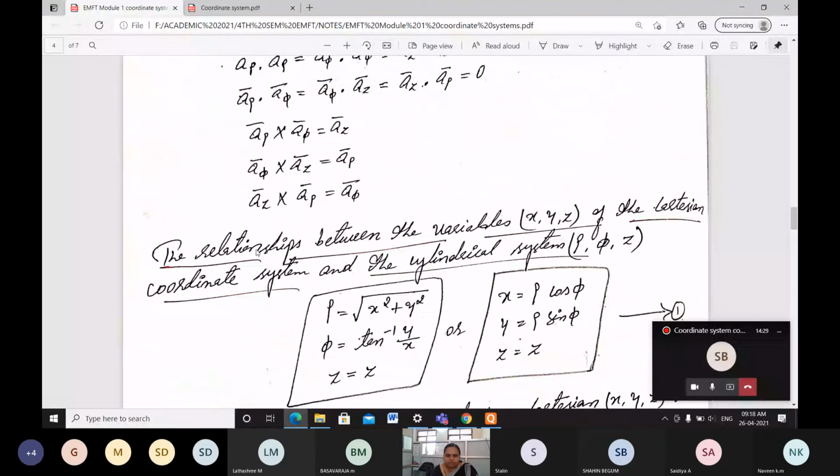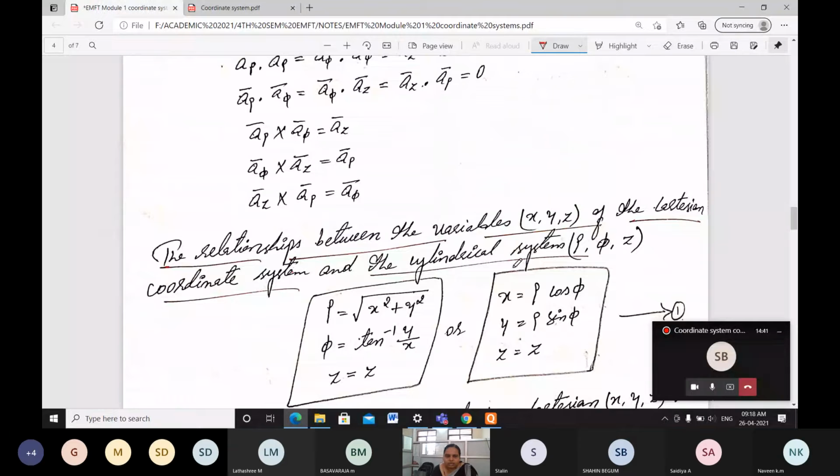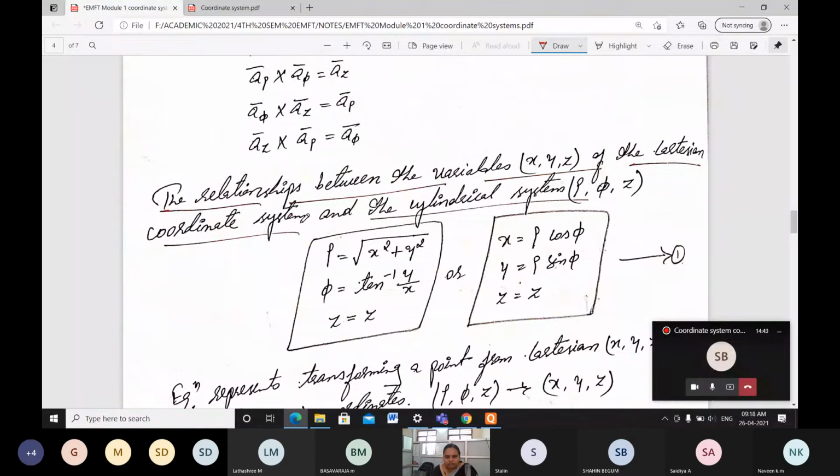Then what is the relationship between the Cartesian coordinate system and the cylindrical coordinate system? Here the relationship is very important in the exam. This question will be asked for 6 marks, or sometimes 4 marks, within 4 to 6 marks.